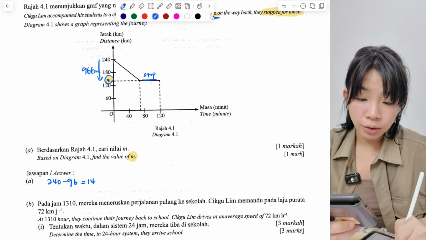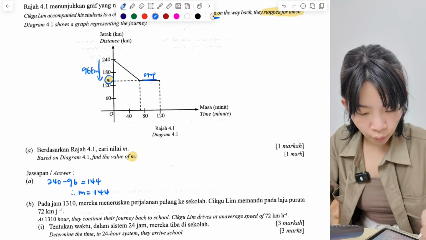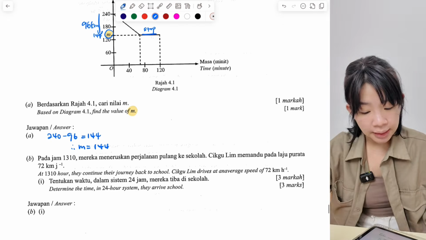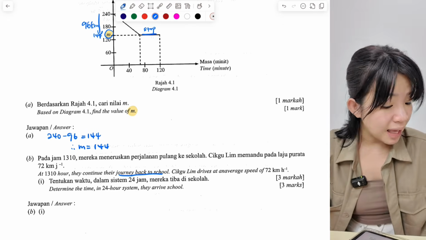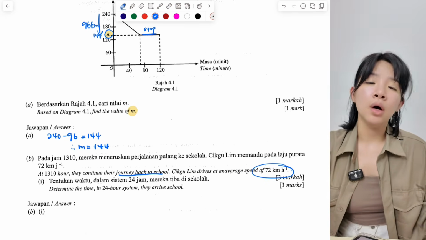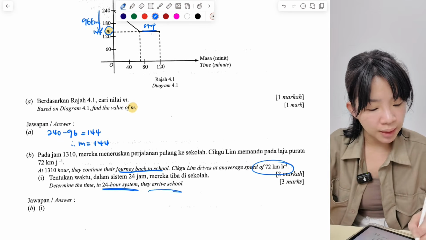So it will be 144. So M equals 144. Alright, so now B. At 13:10 hour, they continue the journey back to school. So Cikgu Lim drives at an average speed of 72 km per hour, going back to their school. Determine the time in 24-hour system when they arrive at school.